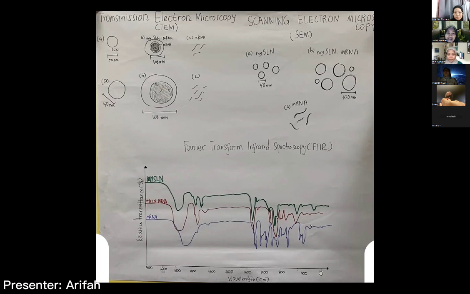For the scanning electron microscopy, we can only see my SLN surface, and then for my SLN mRNA also the surface but different in size, and lastly the mRNA with that size. That's all, and then I continue with Diana.